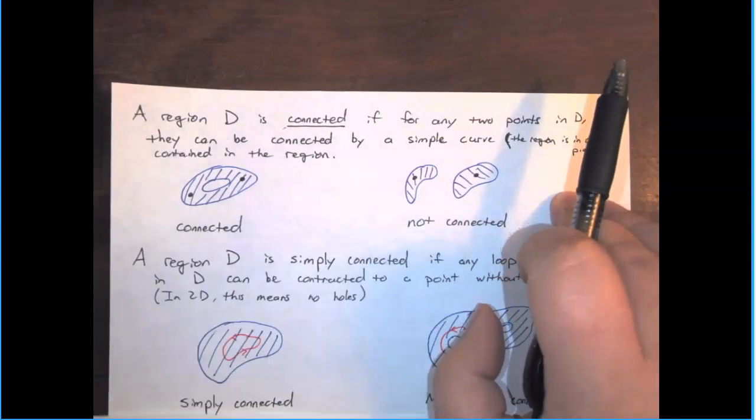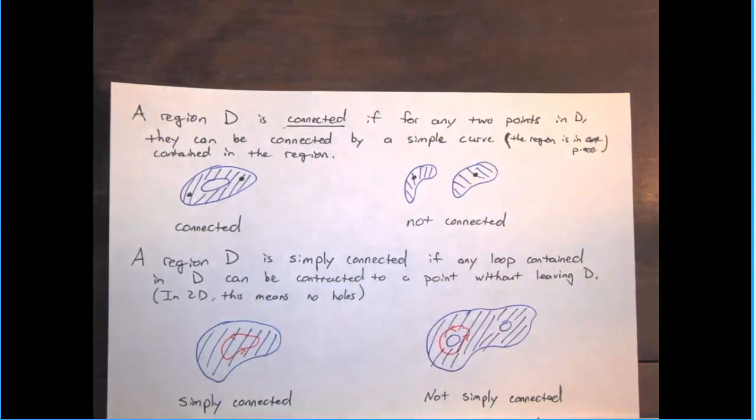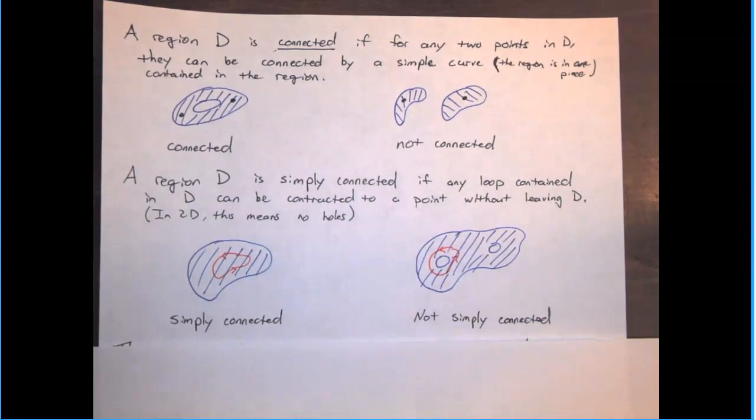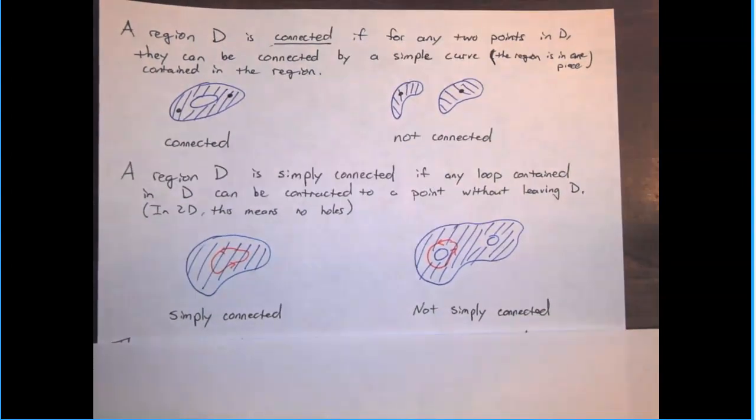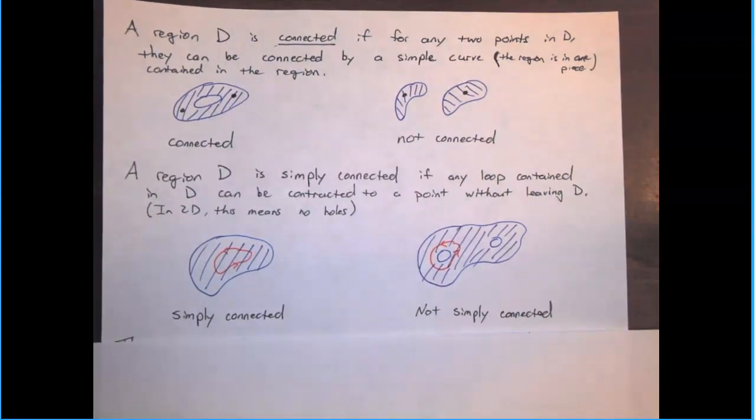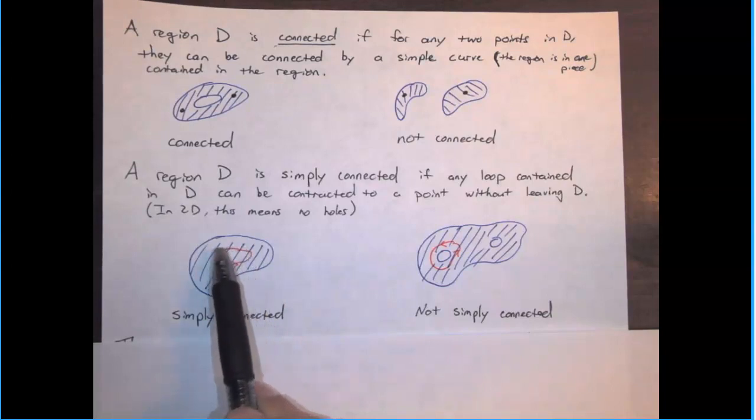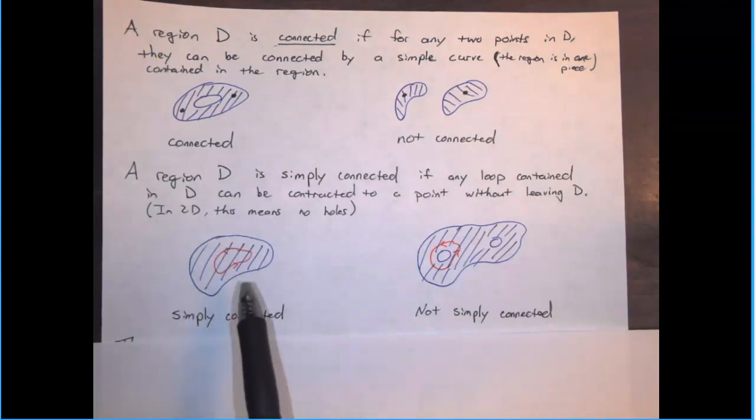The last definition is simply connected. A region D is simply connected if you can draw any loop in that region and shrink it down to a point without leaving the region. So here we have a simply connected region. I draw any loop I want. I can shrink this loop down to a point and stay in my region.